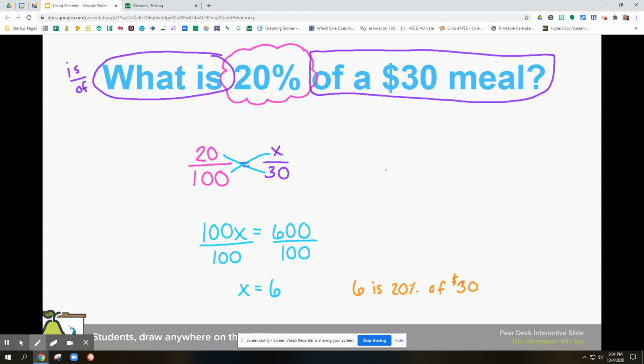If you want to check your work in the calculator, we're stating that 6 out of 30 would be 20%. When you put 6 divided by 30 in the calculator, you will get an answer of 0.2, which we know is equal to 20%. So that is correct.